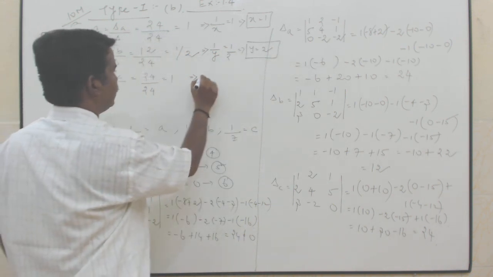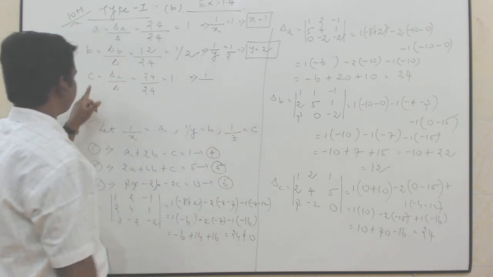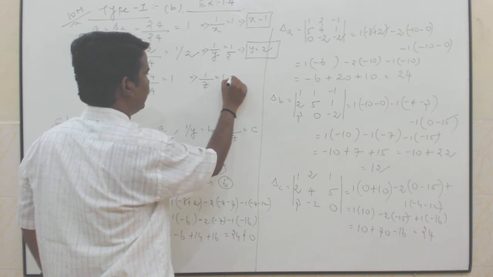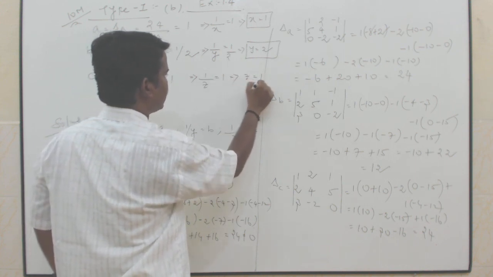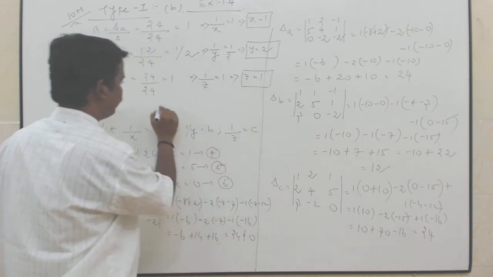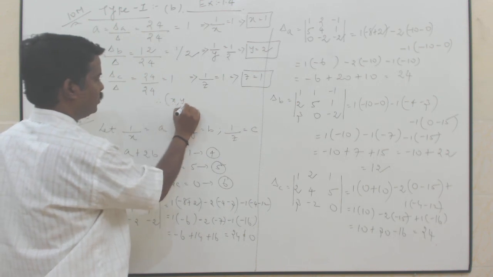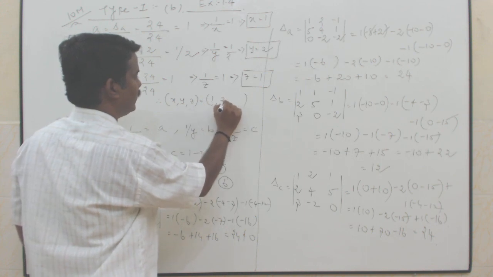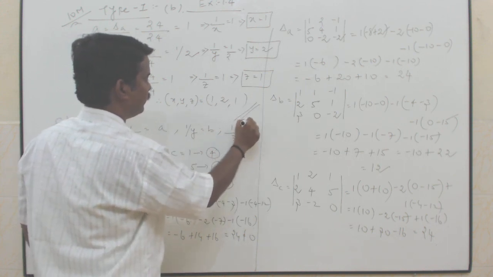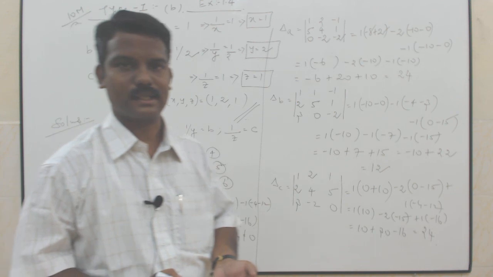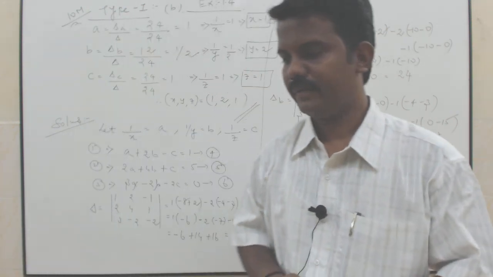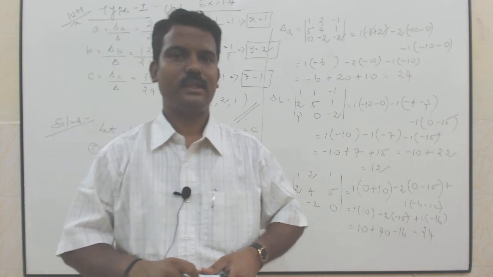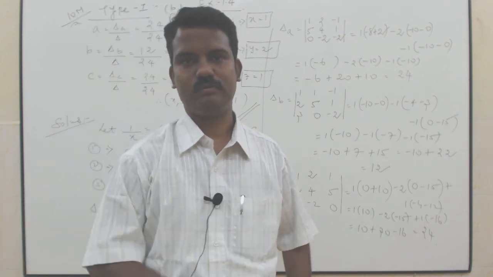Similarly, what is c? 1 by z. 1 by z is also 1. Take the reciprocal, z is 1. So therefore, the solution set x comma y comma z is 1 comma 2 comma 1. This is the final answer. Okay. So with this, we have completed type 1. Next we will move to type 2.